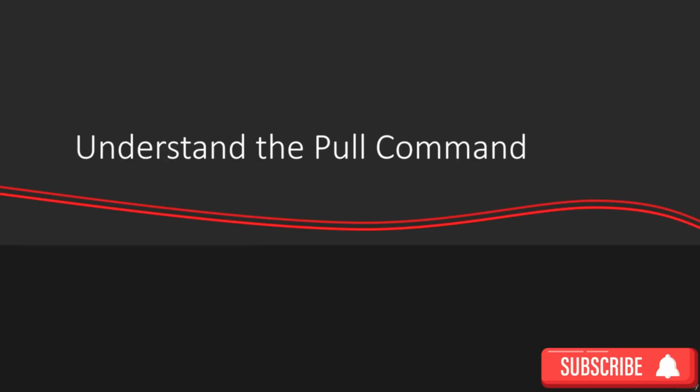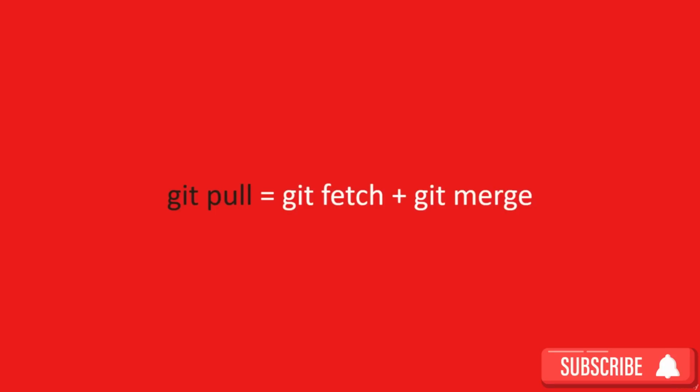In this clip, let's ensure that you understand the pull command and how it works behind the scenes. In fact, the git pull command does a git fetch and a git merge. The git fetch command just grabs the changes from the remote repository but does not merge them into your local branch. With the git merge command that you know already from merging branches, you can merge the changes of the remote branch into your local branch.